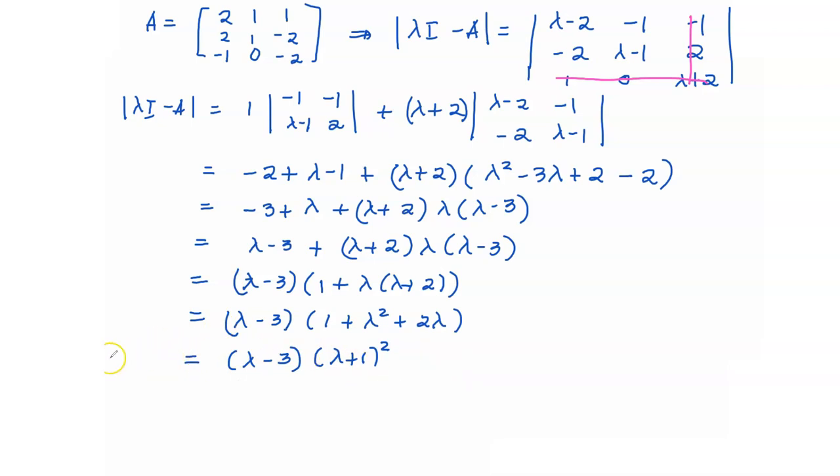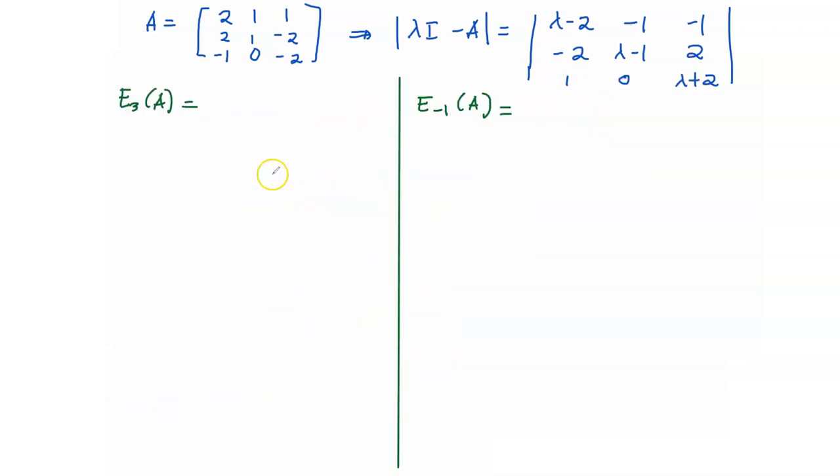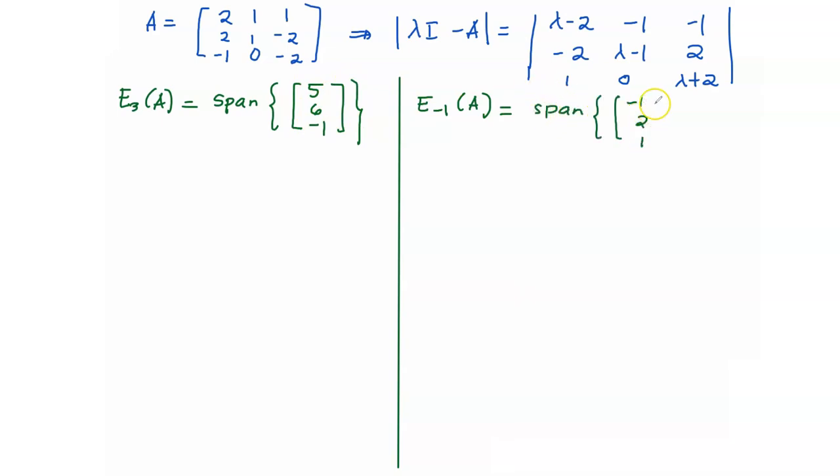We want to set this to 0, and therefore the eigenvalues are 3 and negative 1. I will leave it up to you to verify that this eigenspace is equal to the span of (5, 6, negative 1), and this eigenspace is equal to the span of (negative 1, 2, 1). How do we now get the eigenspace of T corresponding to the eigenvalue 3?